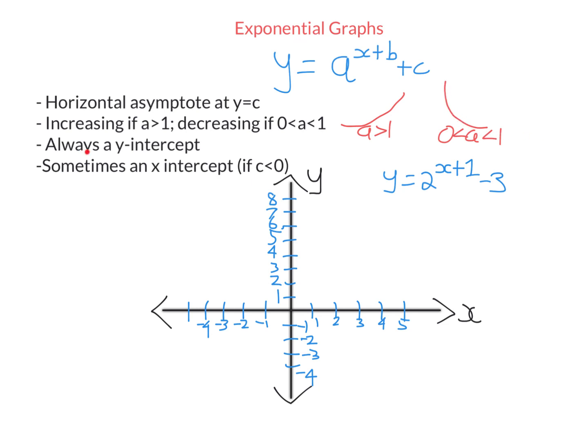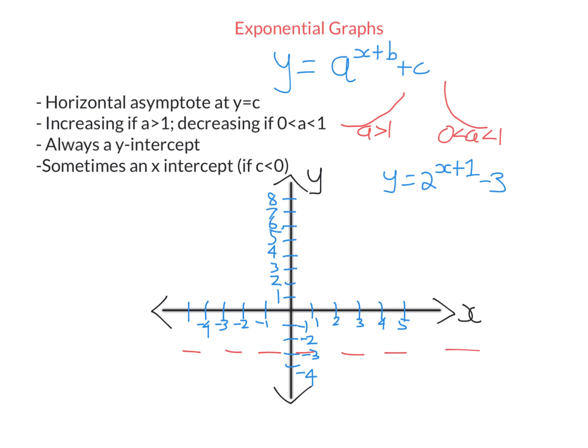So exponential graphs will always have a y-intercept. You can just find that by letting x equal to 0. And sometimes there will be an x-intercept. There's only an x-intercept if this graph is shifted down or c is negative. All right, let's look at graphing something like this. y equals 2 to the power of x plus 1 minus 3. So c is minus 3, so the asymptote, which is always horizontal, will be down here at y equals minus 3. So I start by putting that in.